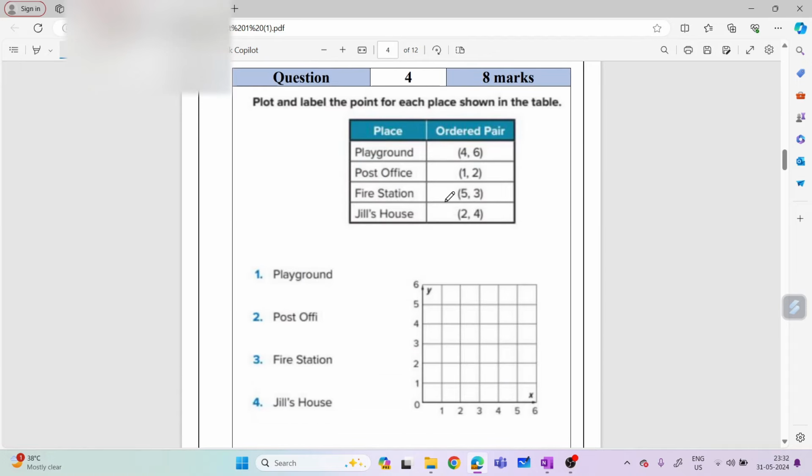See here, this is one of the easiest questions. Plot and label the points shown in the picture. You see the playground. Playground is (4, 6). So you start from 0, it is 4 on the X axis, and 6 on the Y axis. So this one, (4, 6). What is this playground?